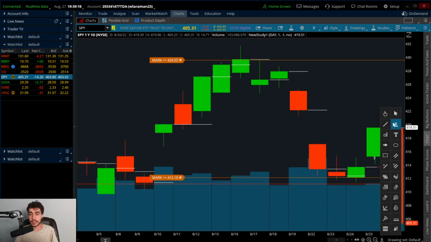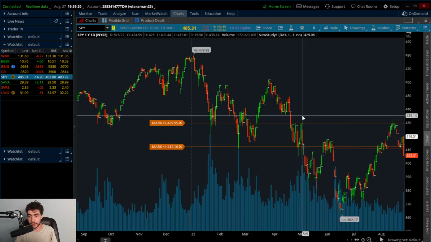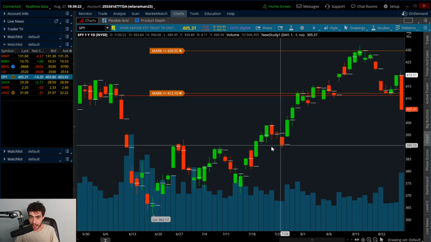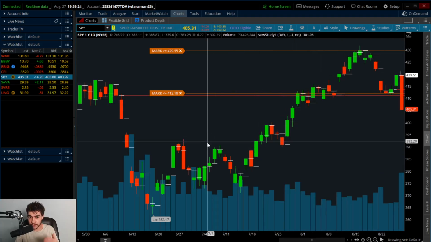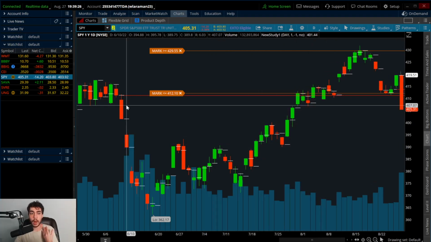So let's get into the strategy right now. So basically what I'm telling you is healthy uptrend on the daily, previous resistance is turning into support.